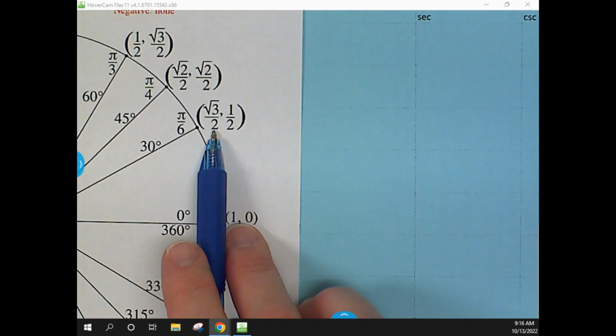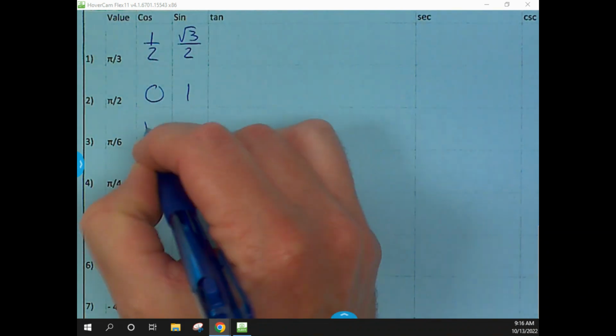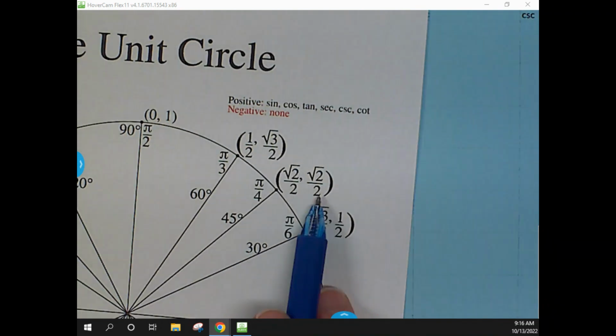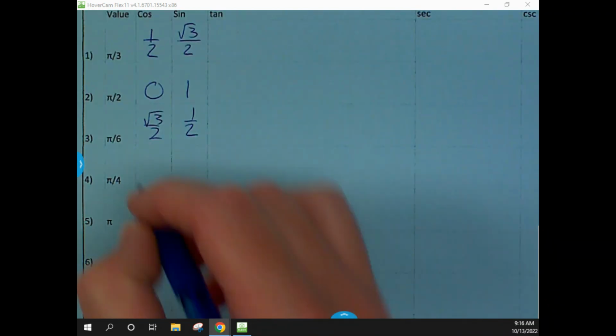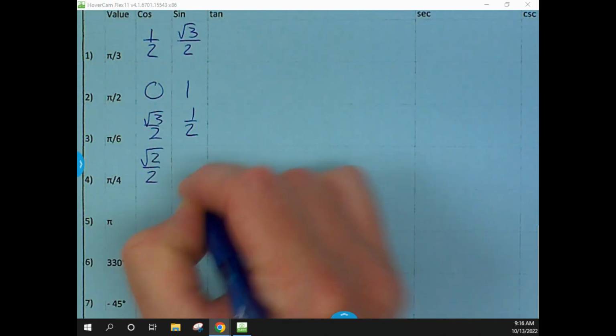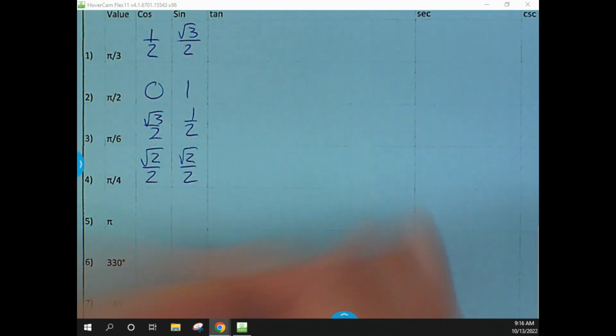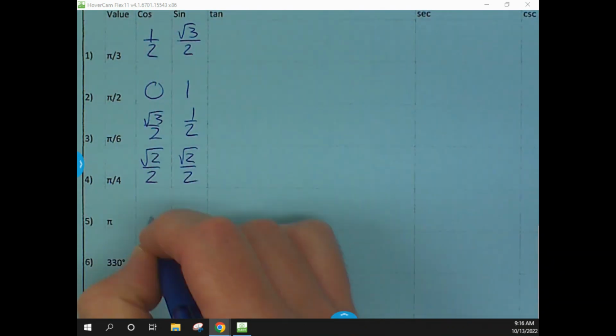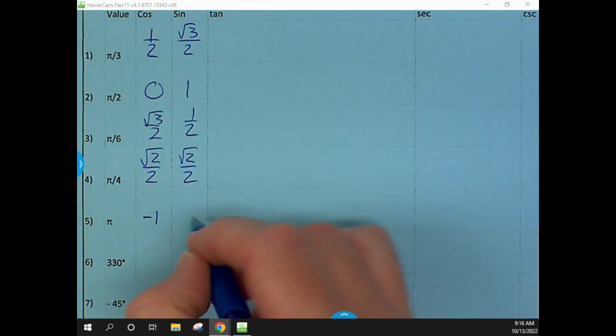So if we go to pi over 6, that's square root of 3 over 2, 1/2. If we go to pi over 4, yep, both same answers, both root 2 over 2. Okay, if we go to pi, it's -1, 0. So cosine of pi is -1, sine of pi is 0.